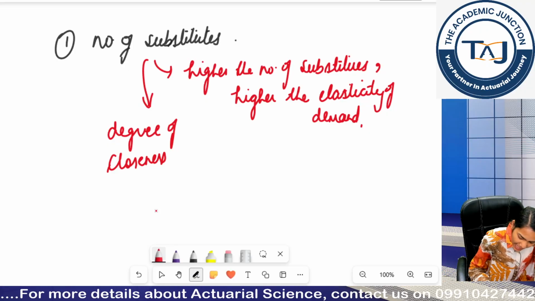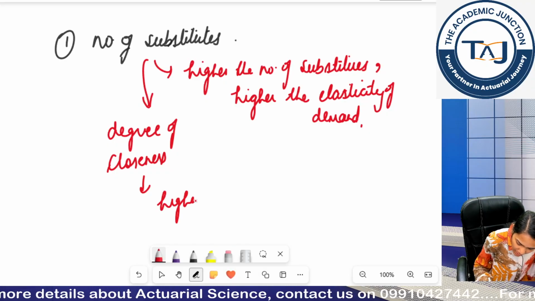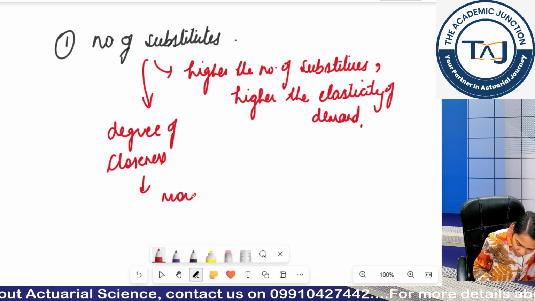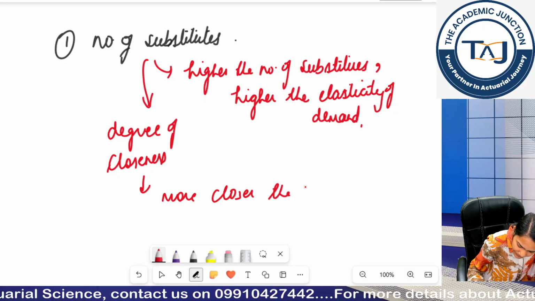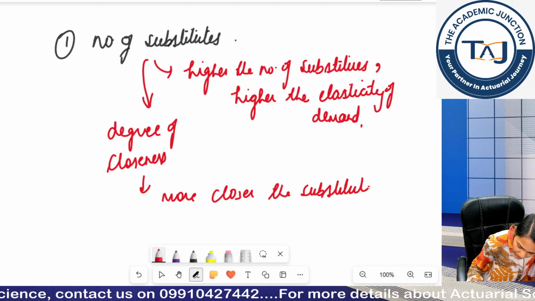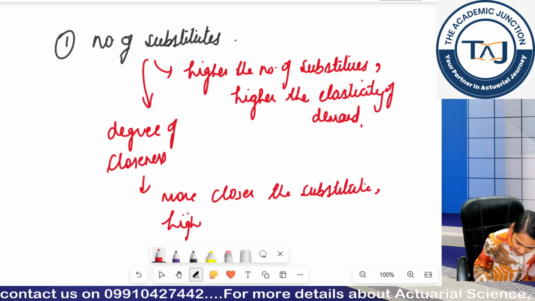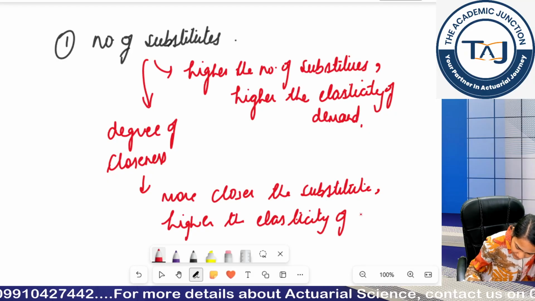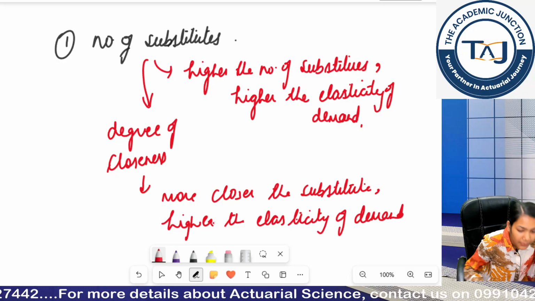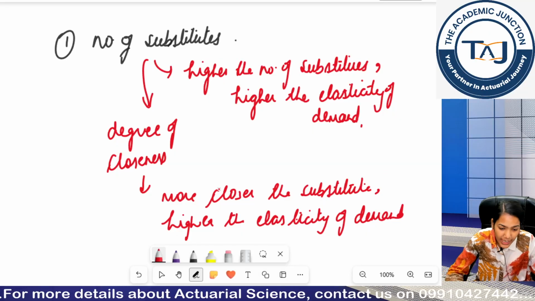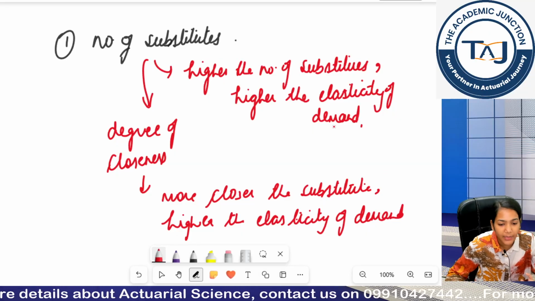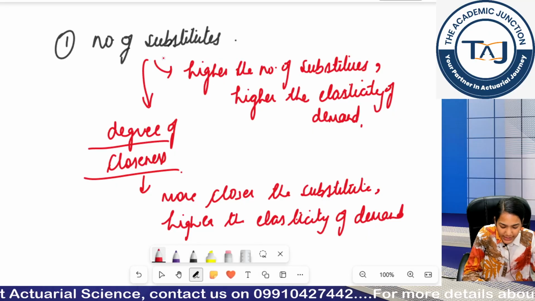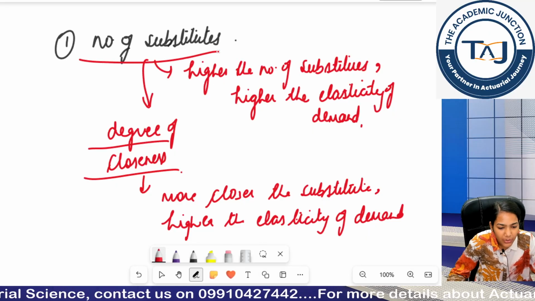So as my degree of closeness increases, that is, the closer the substitute, the higher the demand elasticity. These are directly asked in exams, okay. They may give you a case scenario and ask you to determine the determinants of the price elasticity of demand. So please make sure you are focusing here: degree of closeness and the number of substitutes. Note it down quickly.